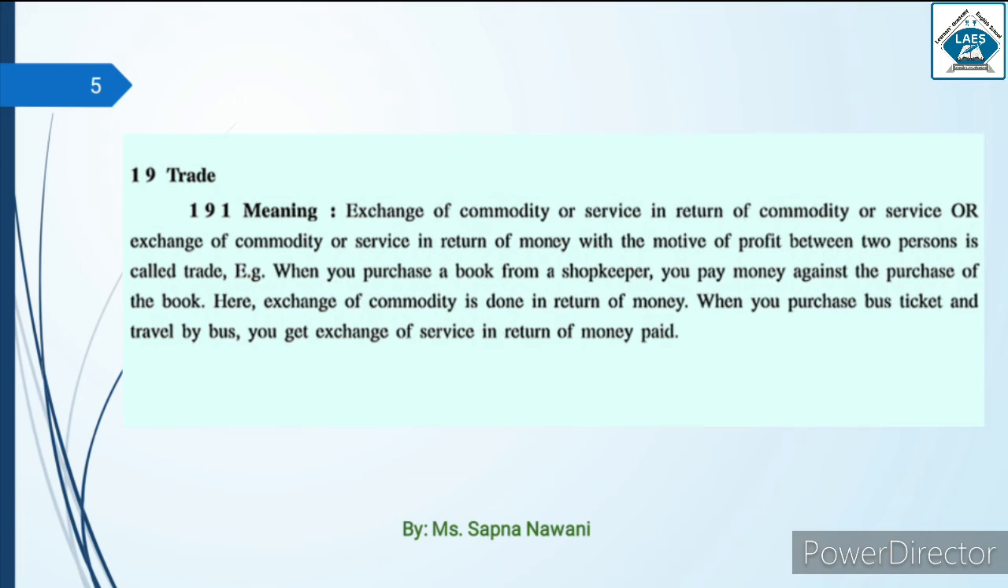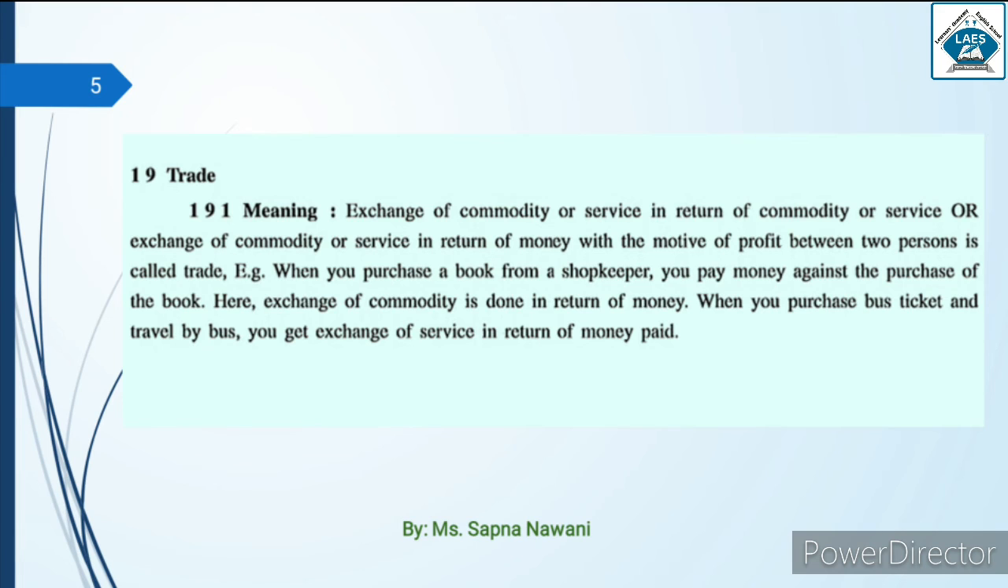For example, if you purchase a book from a shopkeeper, you pay money against the purchase of the book. So here you purchase the goods in return for money. When you purchase a bus ticket and travel by bus, you get service in exchange for that amount. Bus is not your owned material. You are not the owner of the bus. You paid money and get service in return.